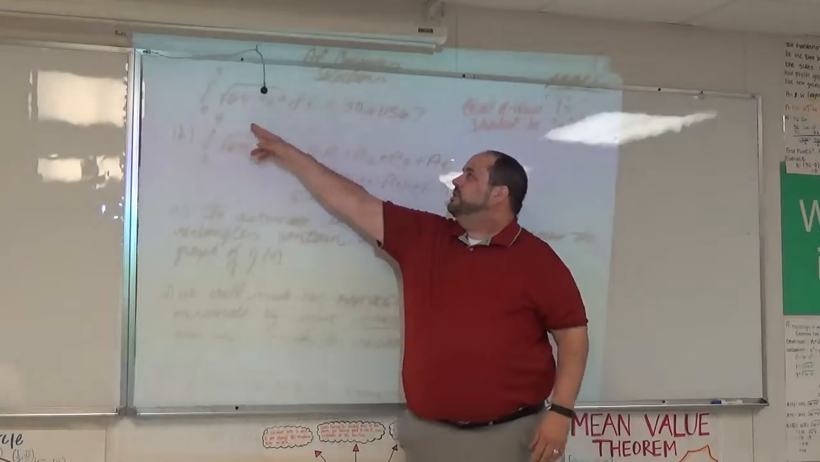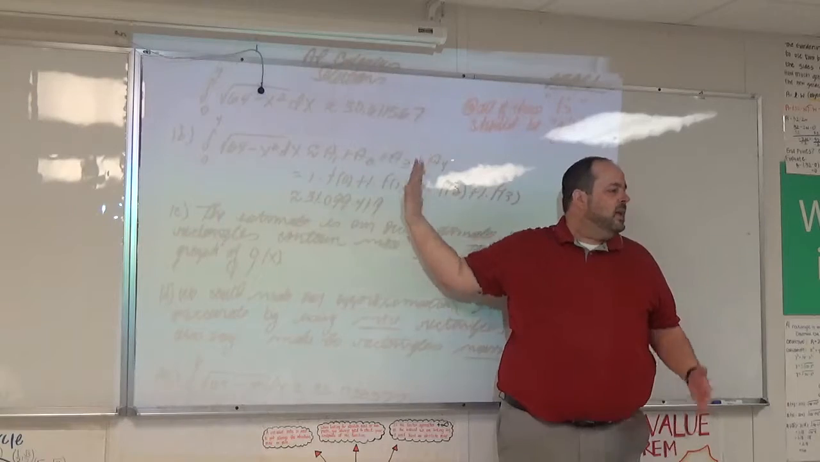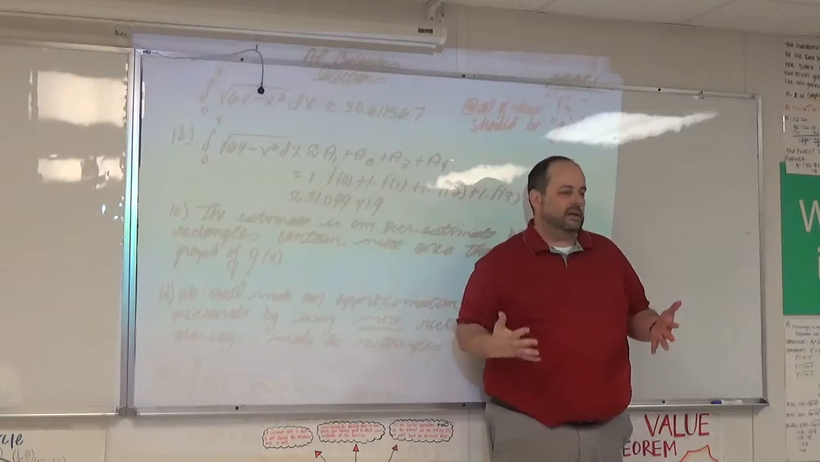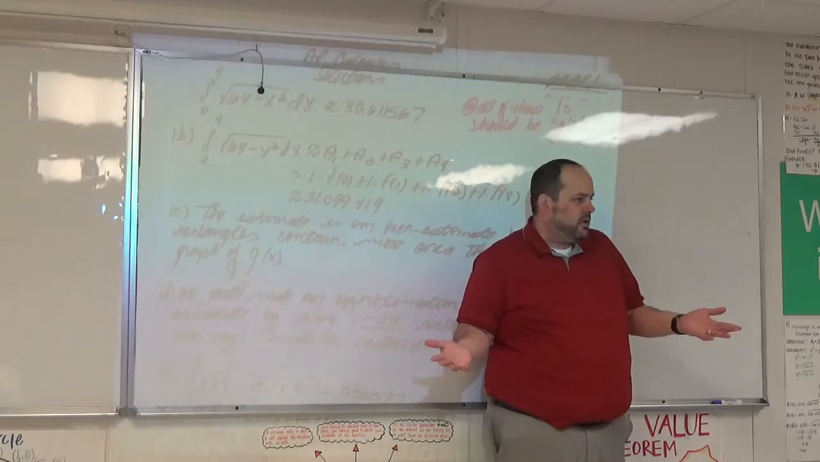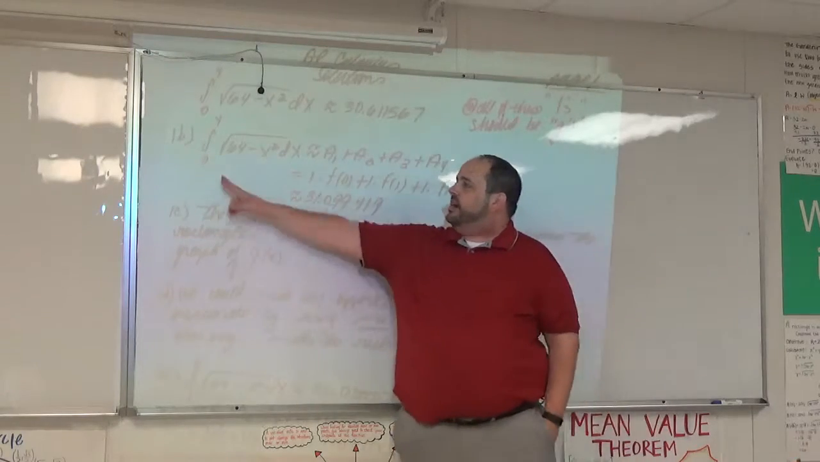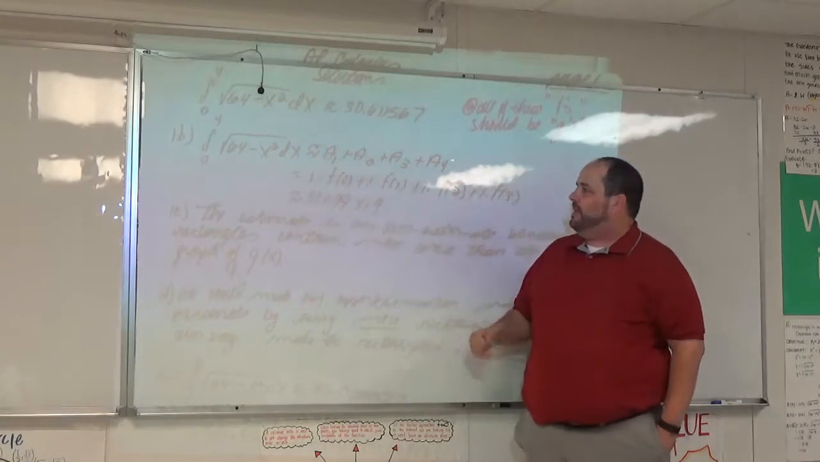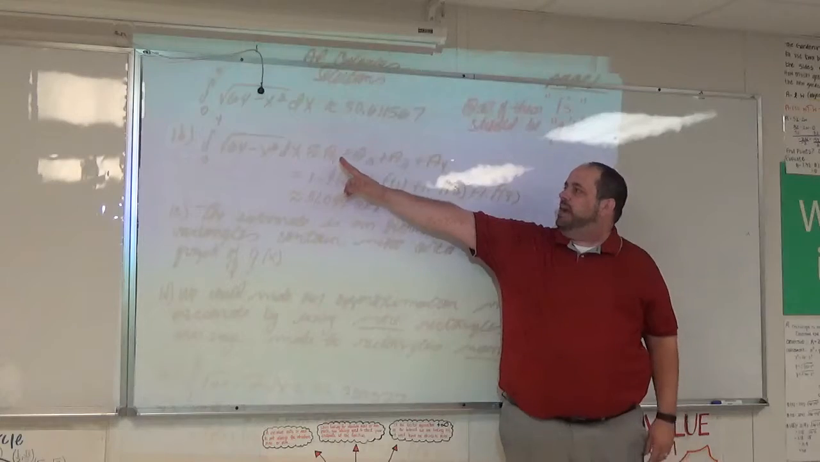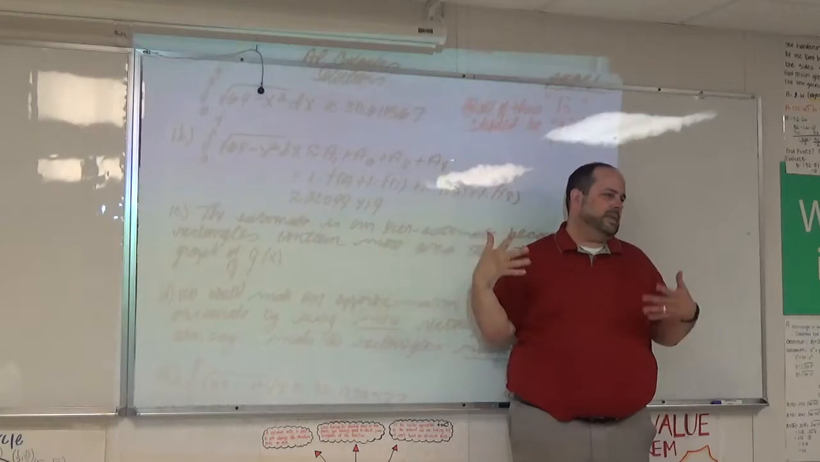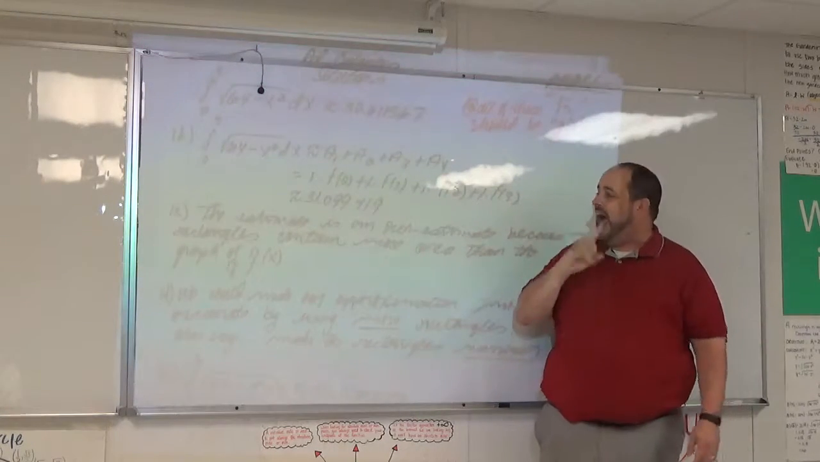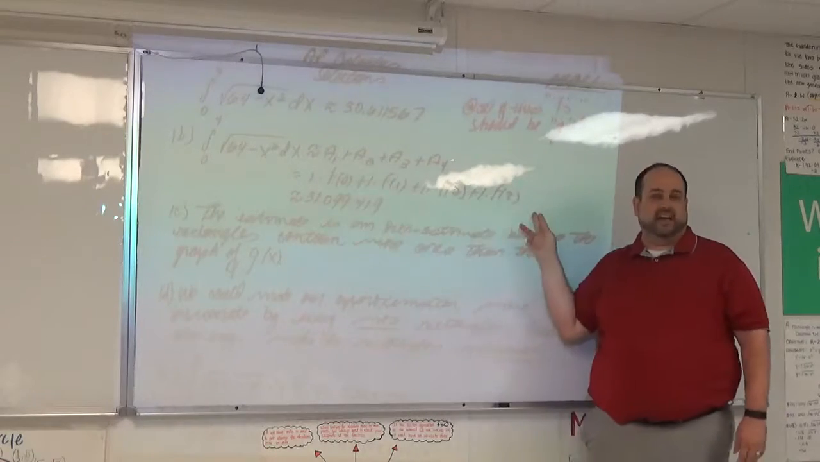Right, this first one, when you come up with your estimate of 30.615, there is no work to show. Your calculator does the work. Let your calculator do the work for you. However, when we start getting to the approximations with the different methods, now you don't have to write A1 plus A2 plus A3 plus A4. That's not necessary. What I have to see is this stuff.